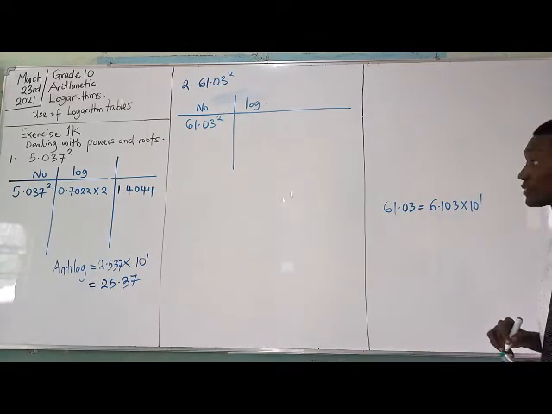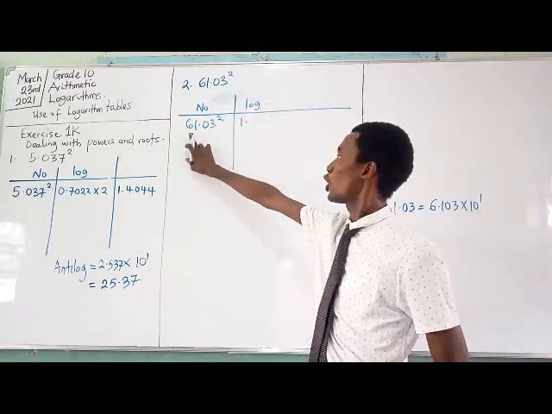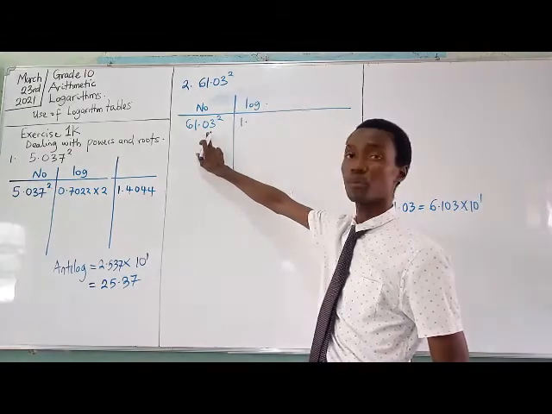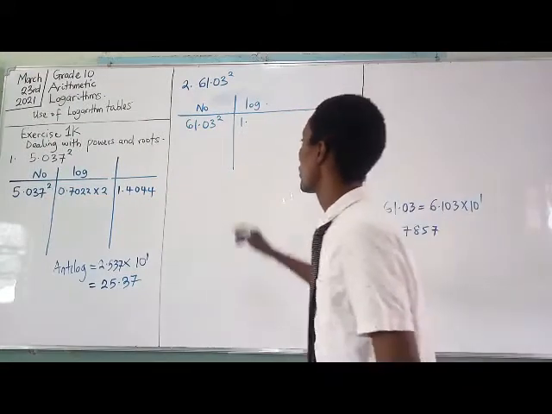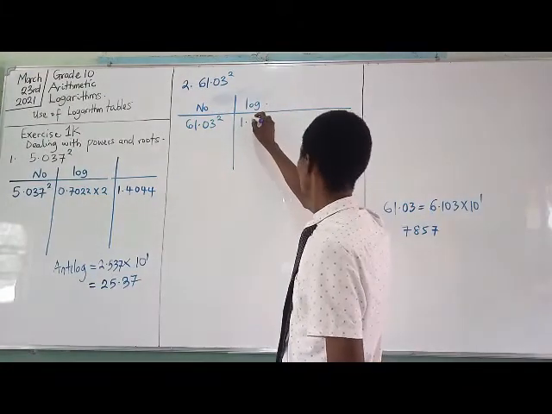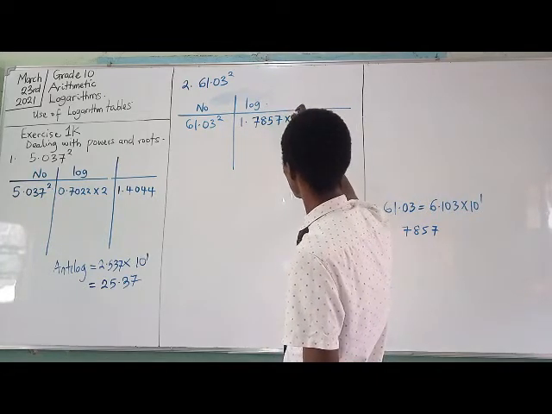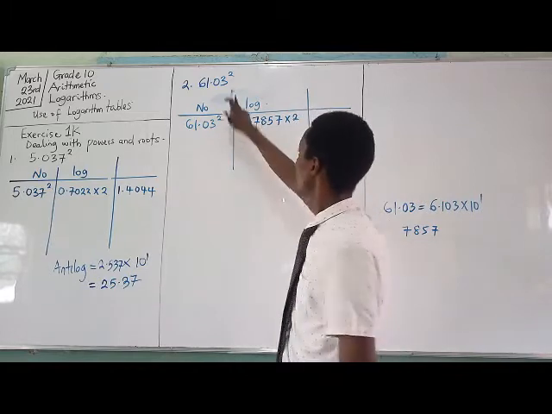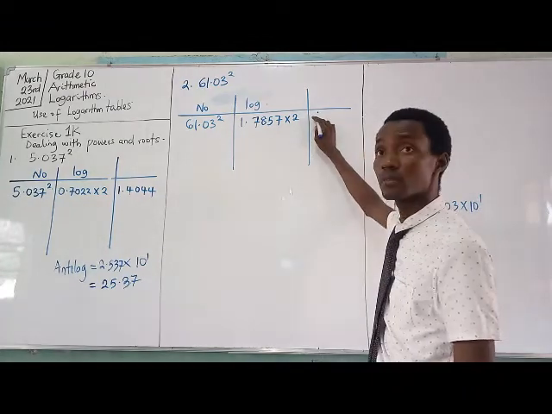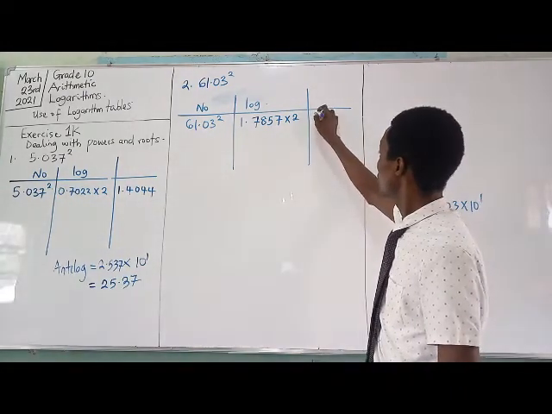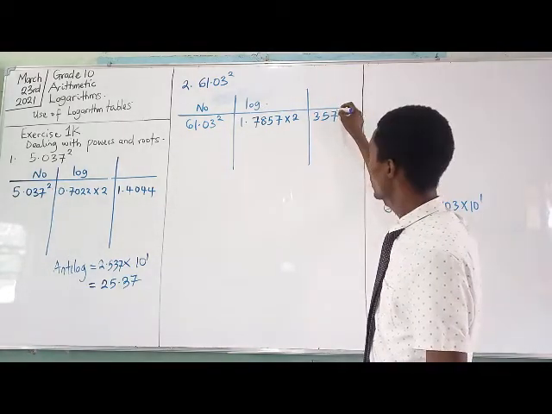So that's what you should have. So that 1 will now be 1 point. Go to your logarithmic table, look for 61 under 0 difference 3. What does that give you? Alright, so this will be what? 1.7857 times 2 equal to what? So when you multiply that, what would that give you? 3.5. Good. 7. 7 what?